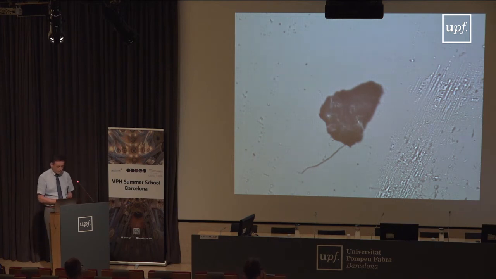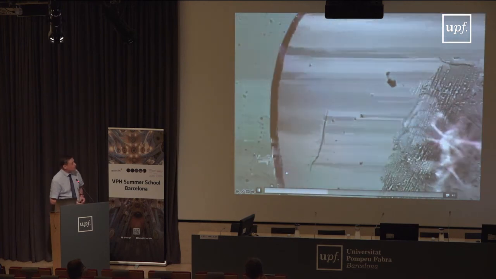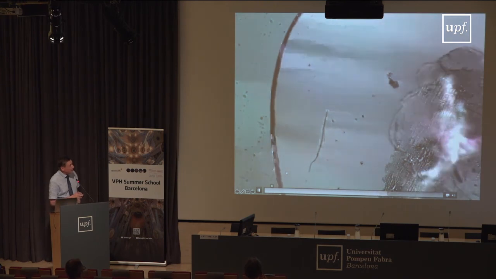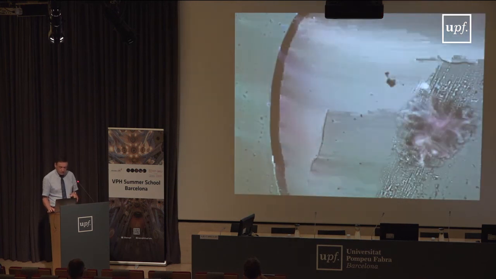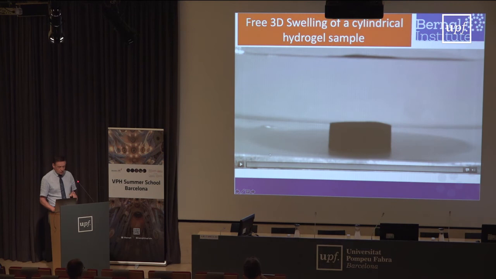And so I hope this is going to work. Okay, it's almost running away, but you can see very clearly that it has what is called the cauliflower effect. It swells one side and then the other side, so it's a very non-homogeneous swelling. So you see surface instabilities coming up.